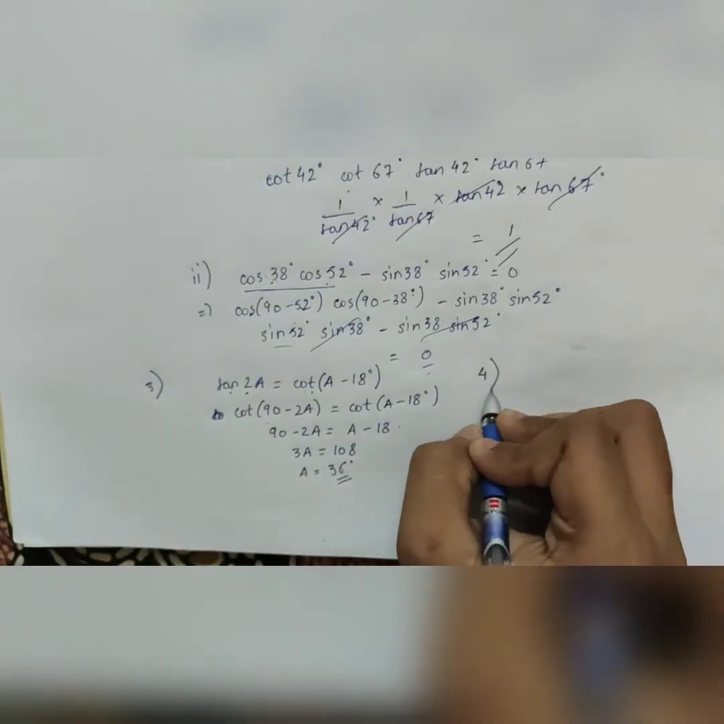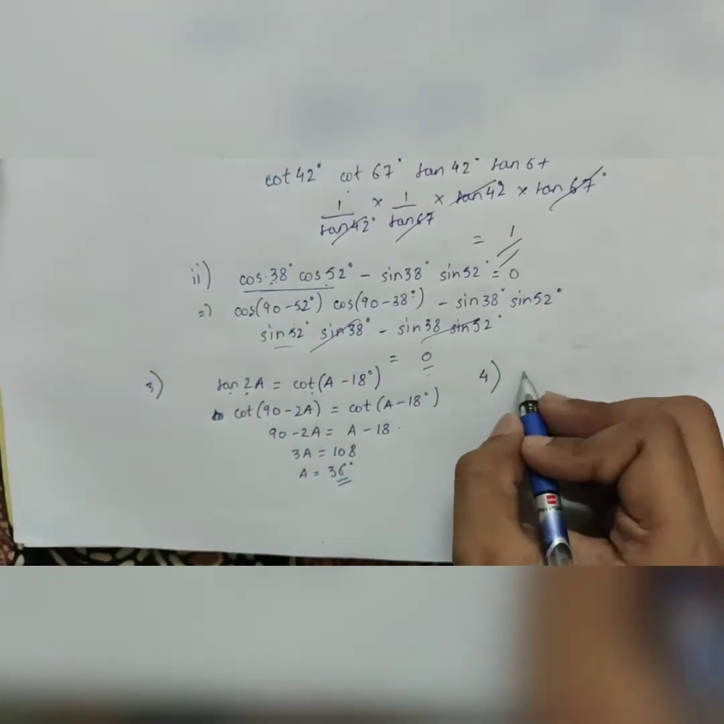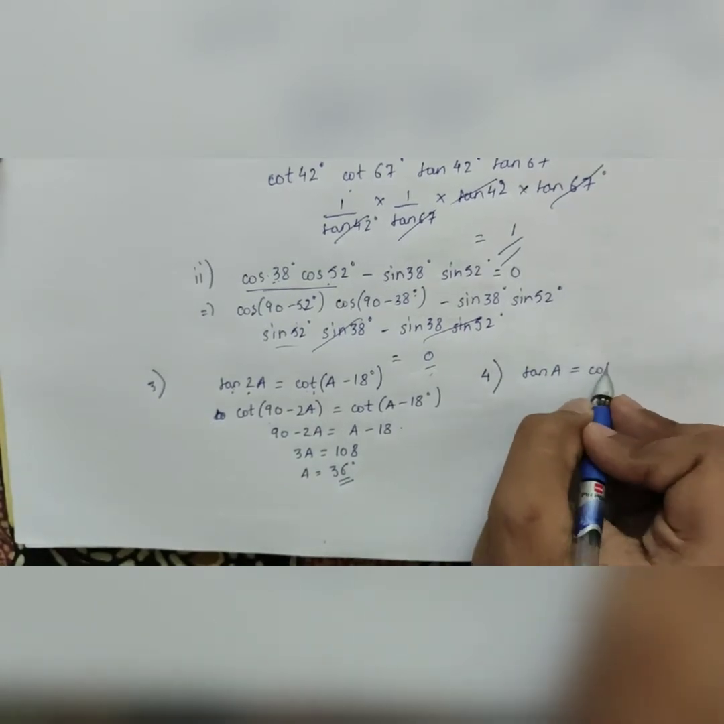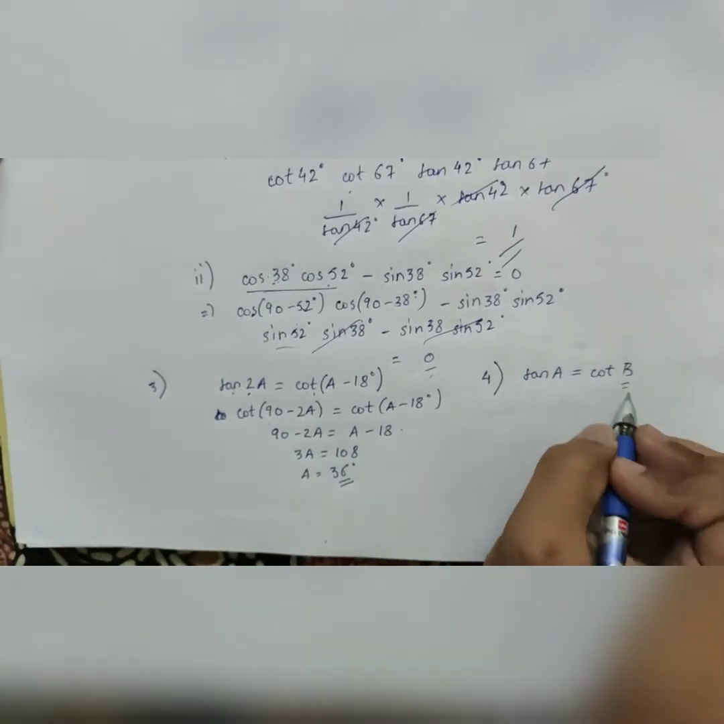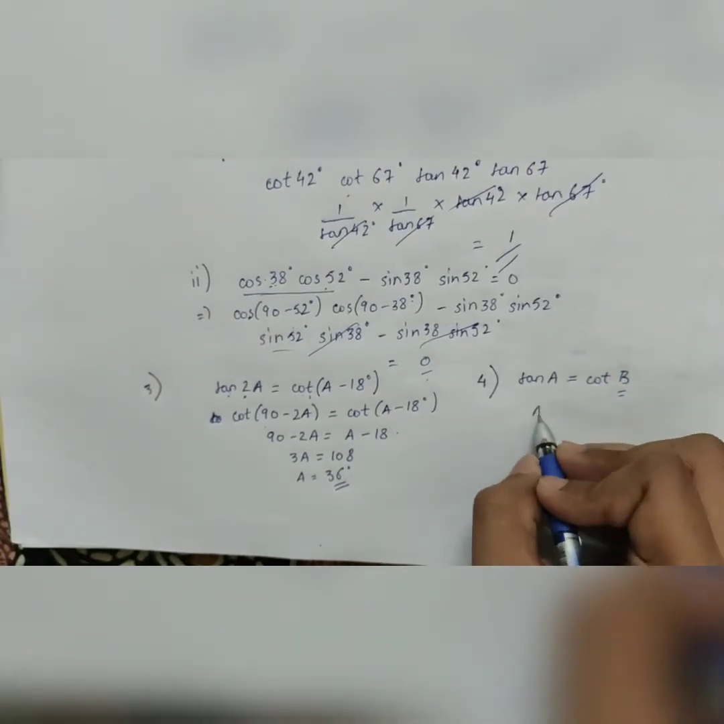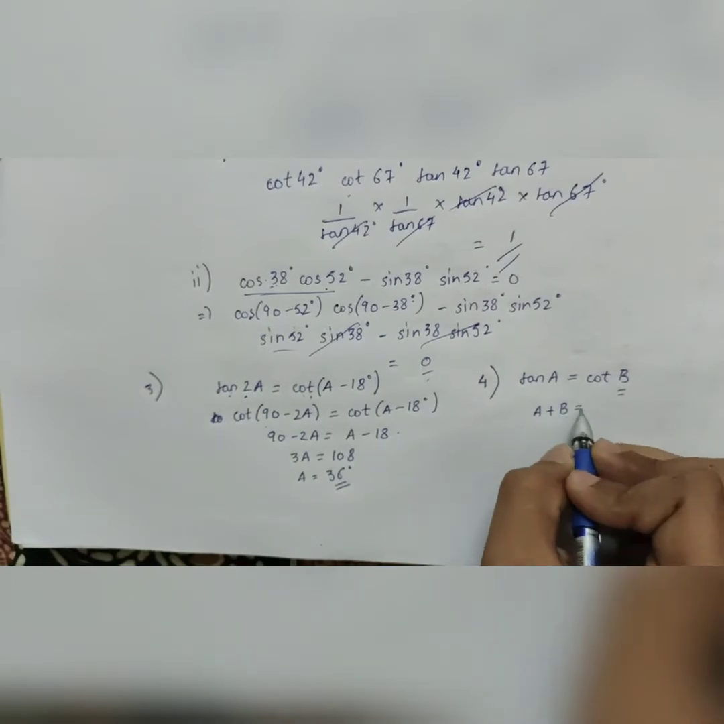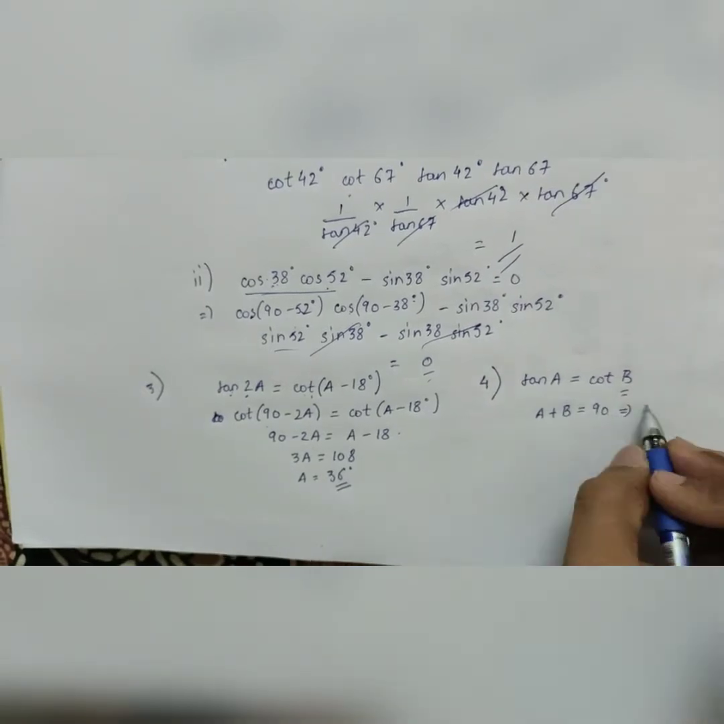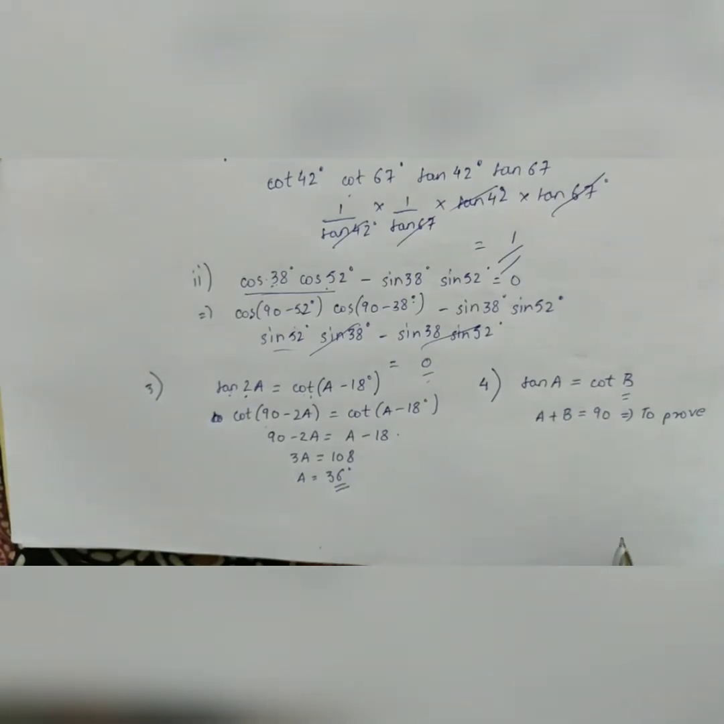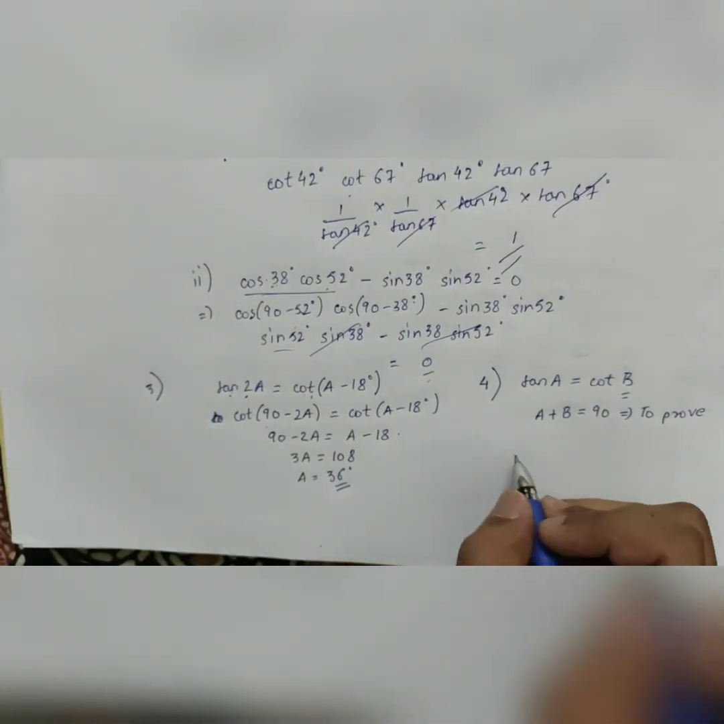The fourth question that you are asked is, if tan a is equal to cot b, we need to prove that a plus b is 90 degree. This we need to prove. So it is also a very simple question.